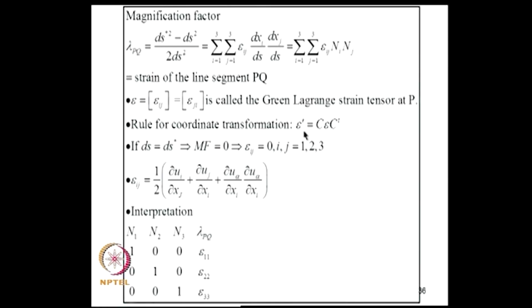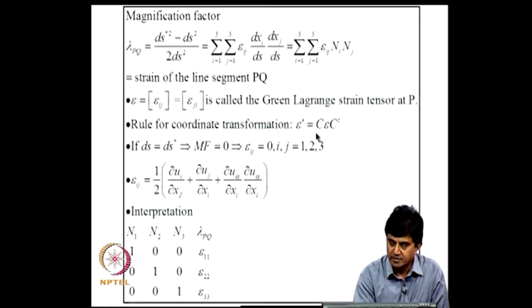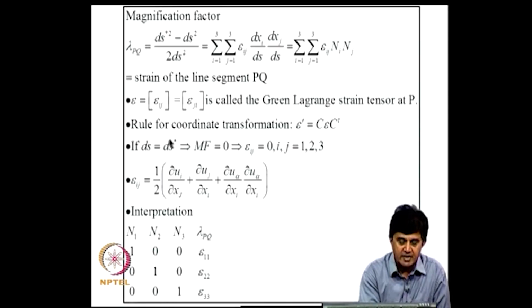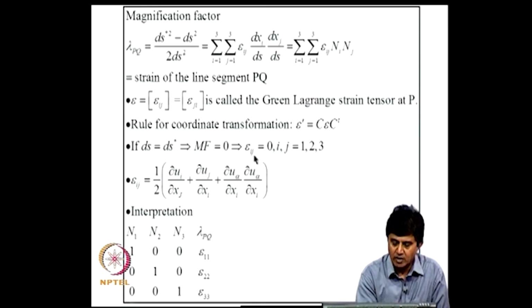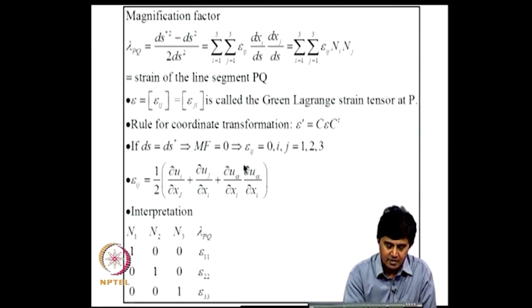It is a tensor, therefore, by the rules of coordinate transformation, epsilon prime in the transformed coordinate system is C epsilon C transpose. Now, if ds is equal to ds star, the magnification factor lambda pq is 0 and all epsilon ij's will be 0. So, in tensorial notation we can write this in this form, where repeated index implies summation and the indices run from 1 to 3.